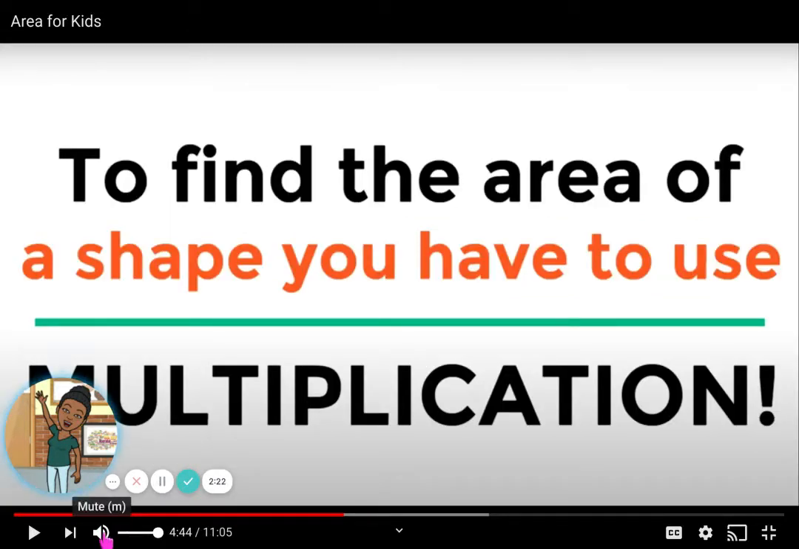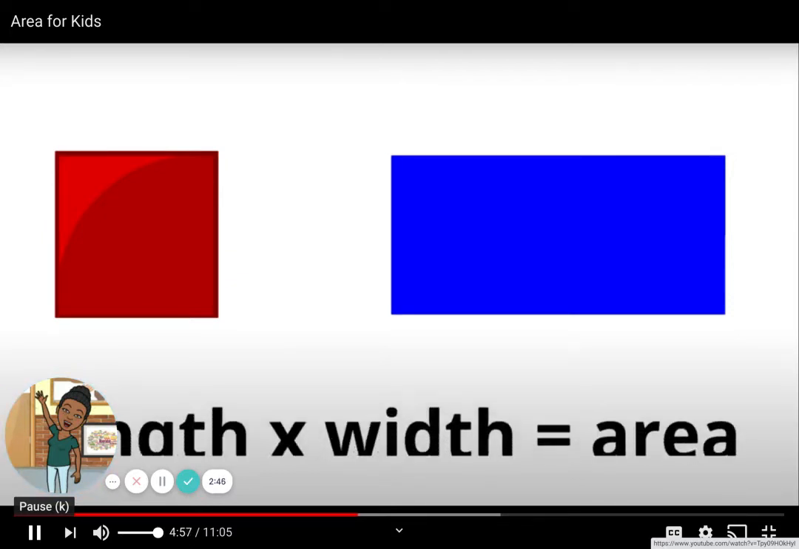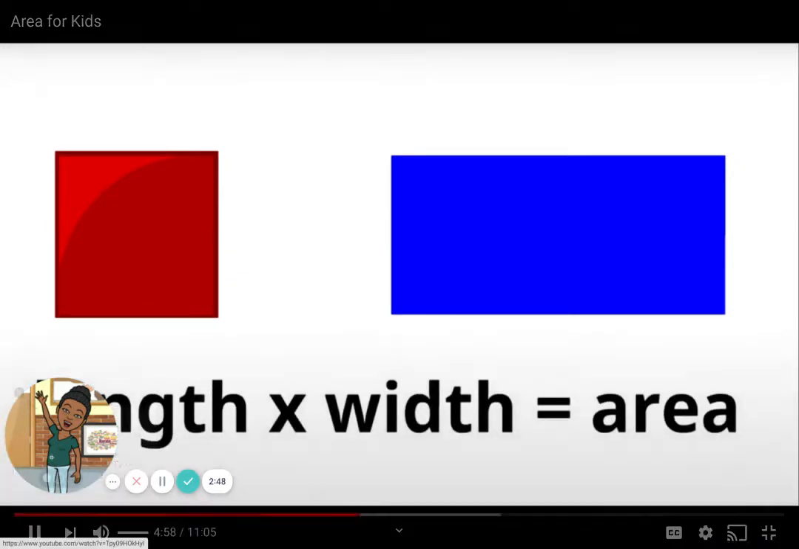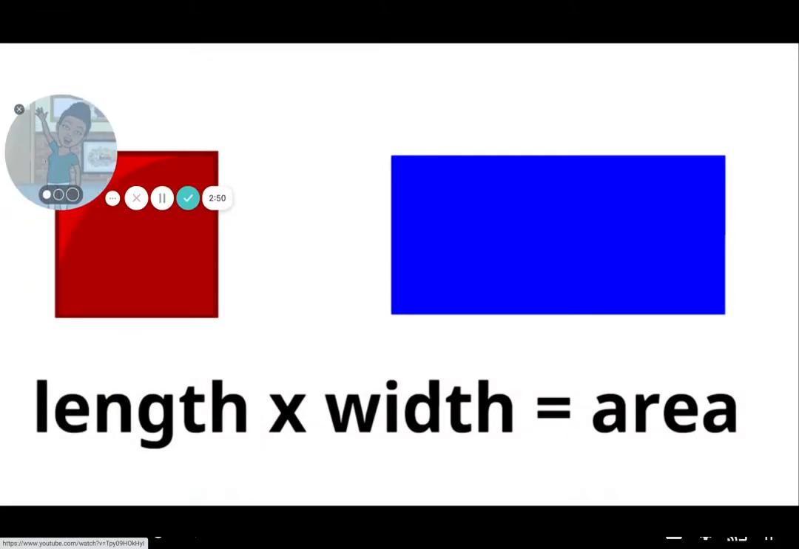To find the area of a shape, you have to use multiplication. Let's get our multiplication skills sharpened. We will need those to find the area of a shape. So, how do you find the area of a square or a rectangle using multiplication? All you have to do is multiply the length times the width to get the area. Here, we'll show you.